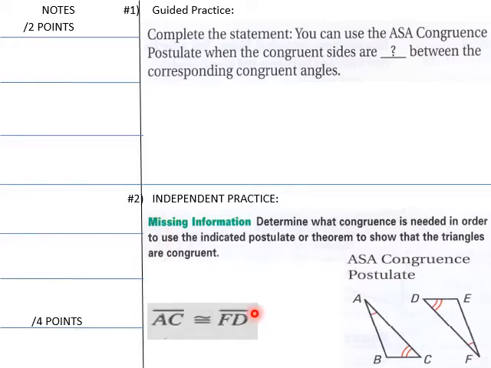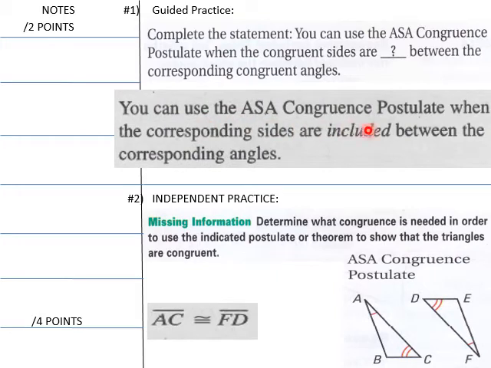Okay, for number 2 it would be AC has to be congruent with FD. This is the missing side here, FD and then AC. These would have to be congruent. And then up here, number 1, you can use ASA when the corresponding sides are included between the corresponding angles. Included.